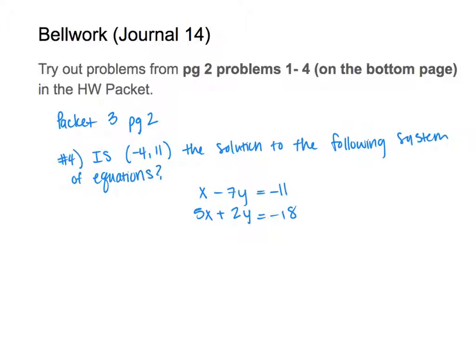Hey Dikers, so we are on journal 14 here, and I want to start out with this bell work by doing some problems from packet 3, so the white packet on page 2. On page 2, there's this problem where it says, is this coordinate the solution to the following system of equations? And you're given a system of equations, or in other words, it is a 2 by 2. In other words, it's two equations with two variables inside.